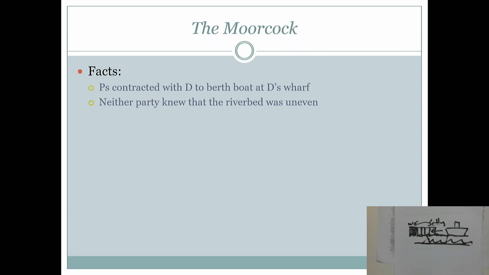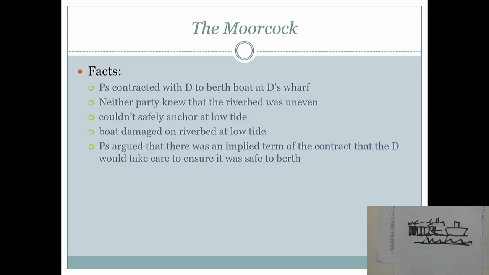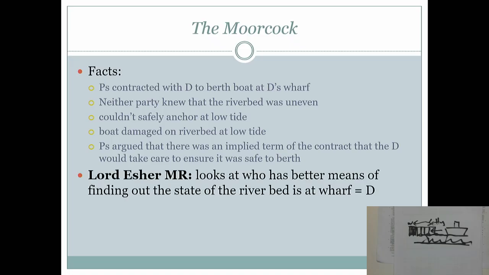So berthing at the wharf, neither party knew that the riverbed was uneven, and it turned out they couldn't safely anchor and take the bottom at low tide. So the boat was damaged. The plaintiffs couldn't rely on any express term in the contract, but it had to imply in a term that the defendant would take care to ensure that it was safe to berth. And the Court of Appeal unanimously held that there was an implied term that was breached here. And the implied term was, essentially, you, the jetty owner, have the duty to check the condition of the riverbed and either repair it or make it safe if you can, but if you cannot, to warn any boat owner who is going to use your jetty.